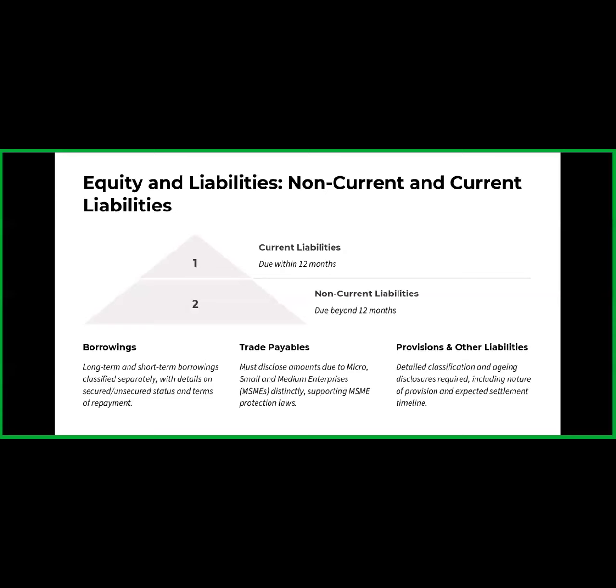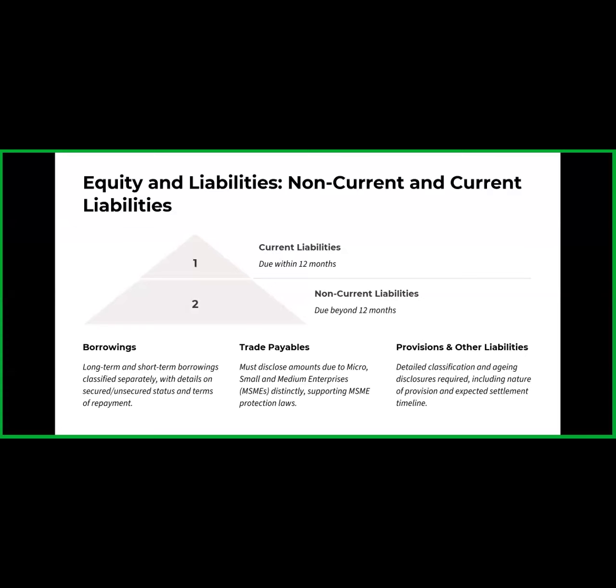Borrowing can be long term or short term. If the borrowing is long term, then it is a non-current liability. If the borrowing is short term, then it is a current liability. The government wants these entries classified separately. Short-term borrowing and long-term borrowing are both borrowings, but the time horizon is different for each. On that basis, we classify them into current liabilities and non-current liabilities.